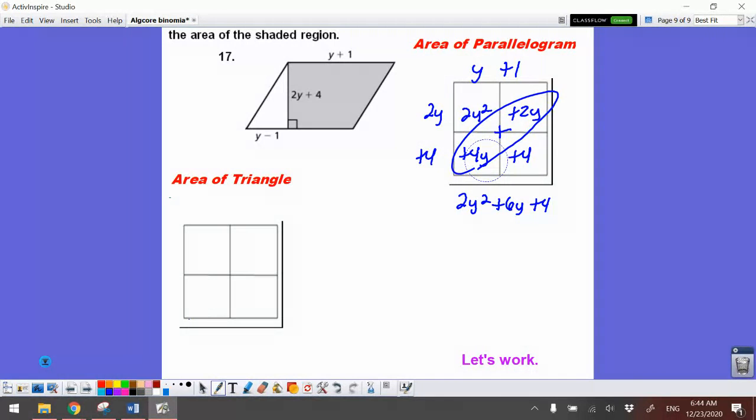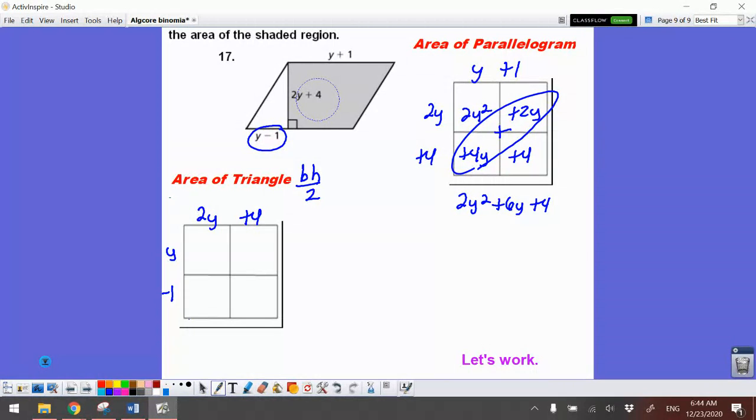So there's my parallelogram. Okay, so now I need my triangle. Well, how do I find the area of a triangle? Yeah, it's base times height divided by 2. So the base of the triangle is y minus 1. So instead of using the y plus 1, I'm going to use y minus 1. I'm still going to use the 2y plus 4. And then when I'm done, I'm going to divide by 2.